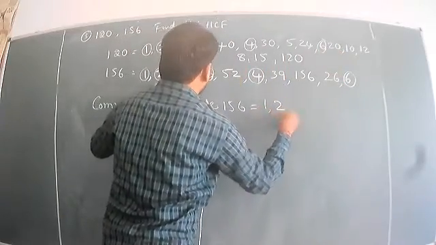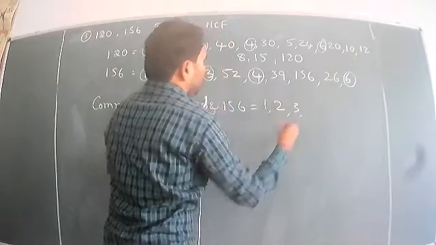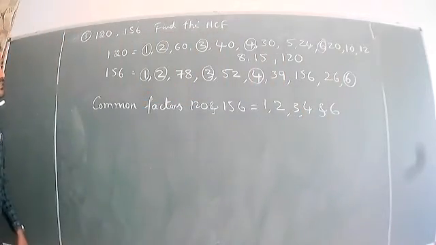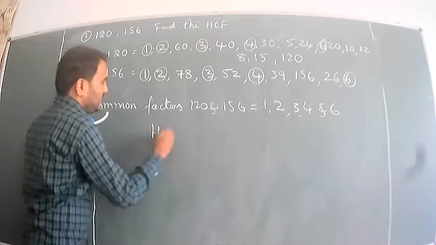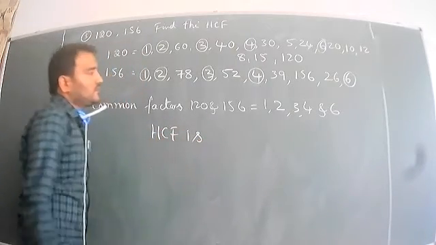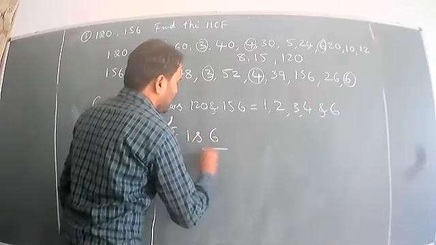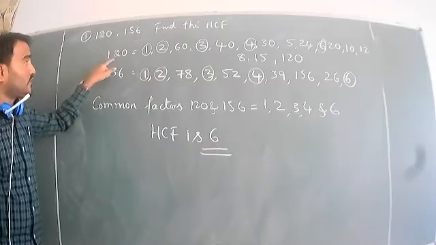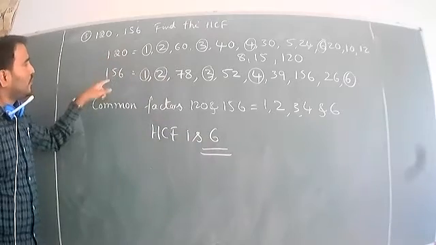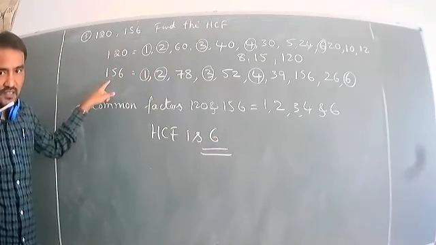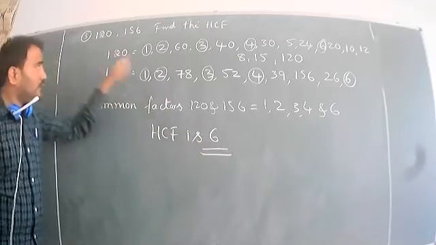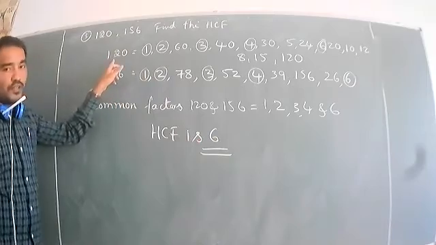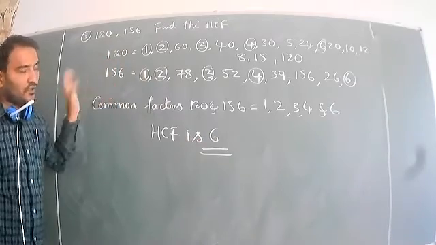1, 2, 3, 4, and 6. Is it right? Okay, which one is the HCF? HCF is the highest common factor. 6 is the highest common factor. So HCF is 6. 6 times 20 is 120, 6 times 26 is 156. This HCF divides these two numbers, so that is called HCF.